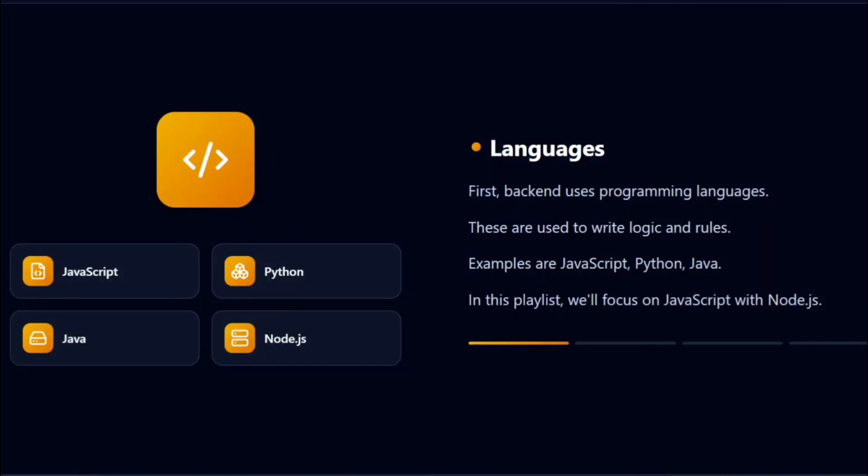So before we go deeper, let me quickly show you what tools are used in backend. Don't worry, we are not learning them now. First, backend uses programming languages. They are used to write logic and rules. Examples of languages are JavaScript, Python and Java. In this playlist, our focus will be on JavaScript with Node.js.